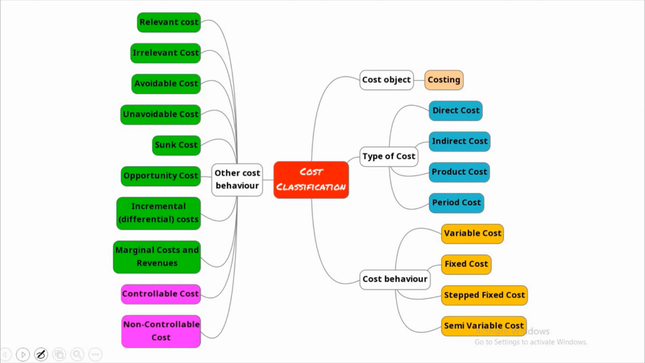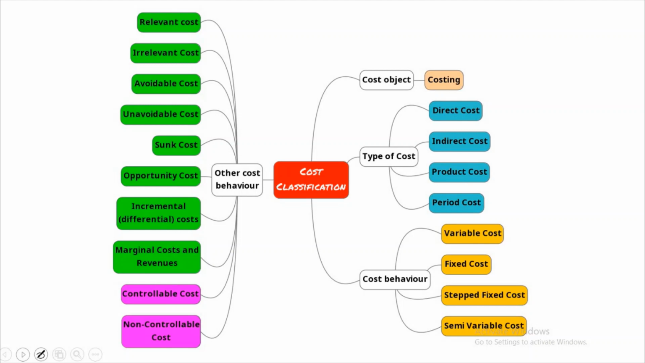And then we look into cost behavior, like variable costs, fixed costs, step fixed costs, and semi-variable costs. And then we move on to looking into more cost behaviors, ranging from relevant to non-controllable costs. Right? So then let's look at what exactly a cost object is all about.